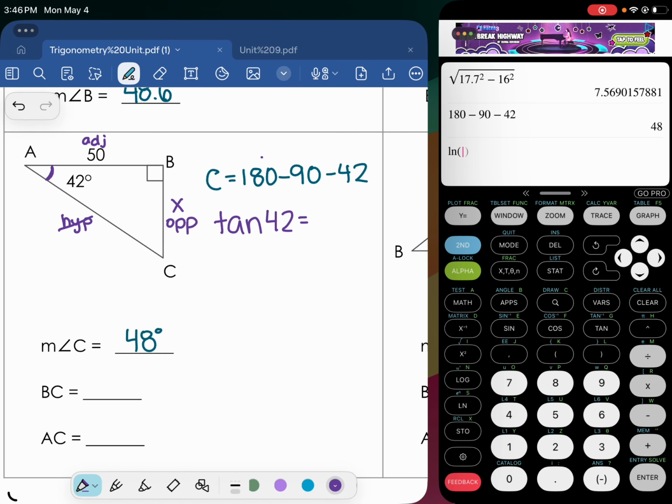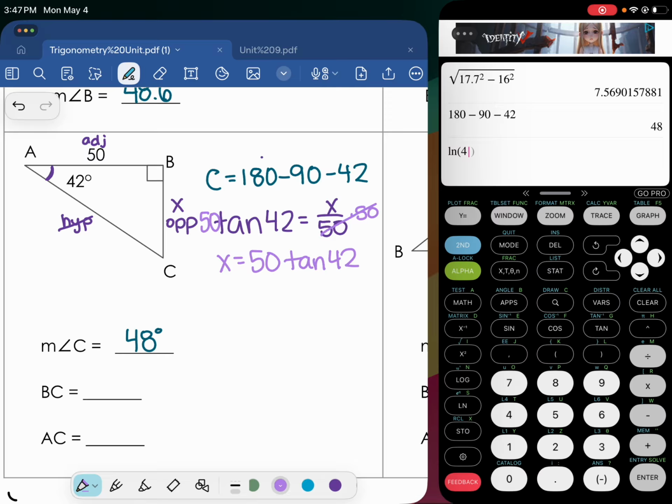Opposite over adjacent would be x over 50. And to get rid of that 50, since it is in the denominator, you would multiply it to the other side. So x is going to be 50 tan 42, which is 45.02. But that 0.0 would just stay there because the 2 isn't big enough to round up. So BC is 45.